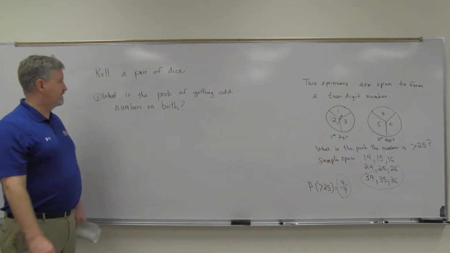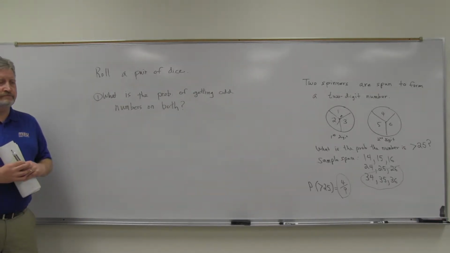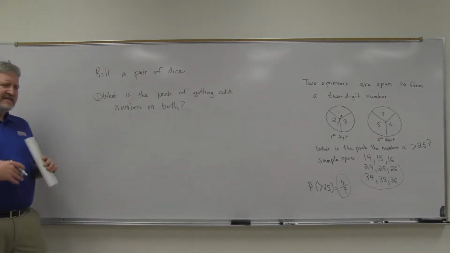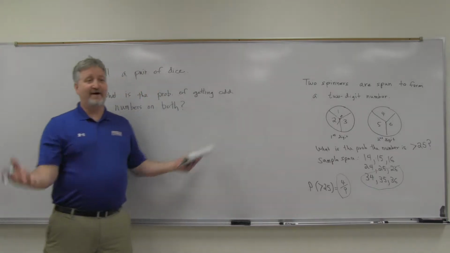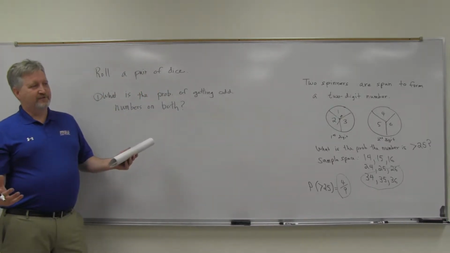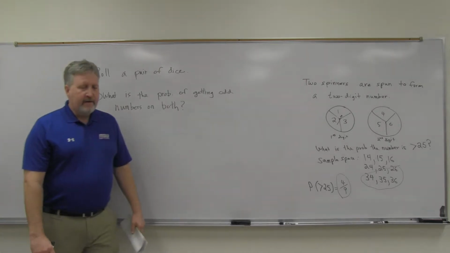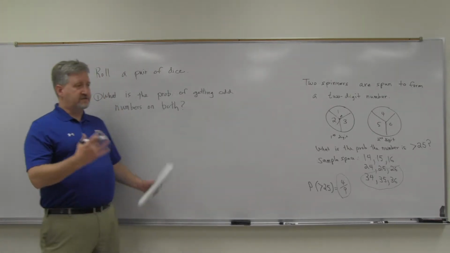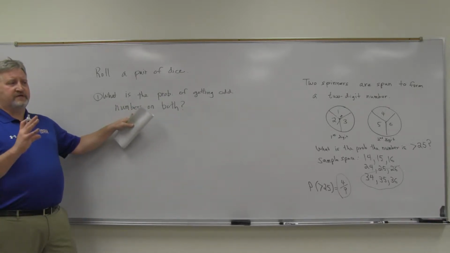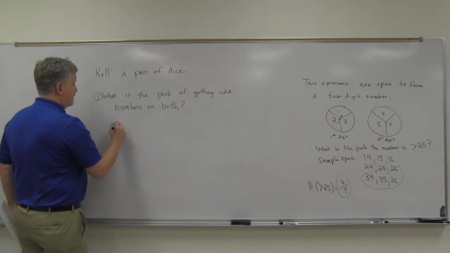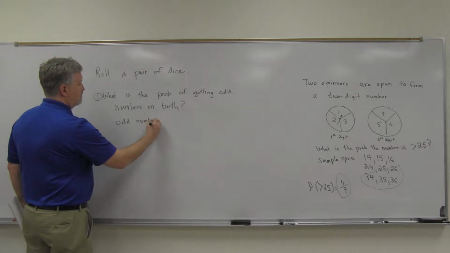What is the probability of getting odd numbers on both dice when we roll a pair of dice? Well, you can write out that sample space if you want. It's quite a large sample space because I think we did it earlier in another chapter. But let's just think about this. All right, so odd numbers on both. Let's just write those out. What rolls of the dice would have odd numbers on both?